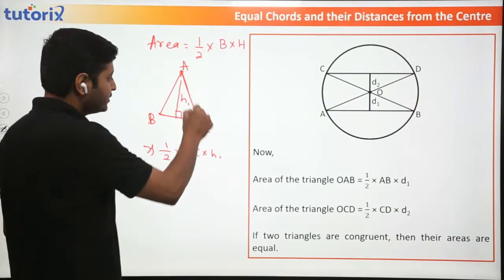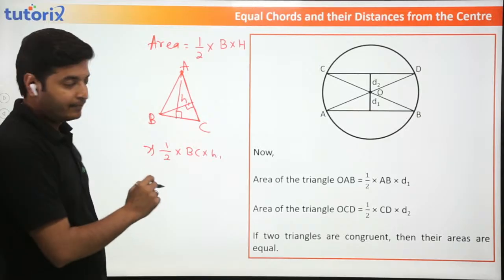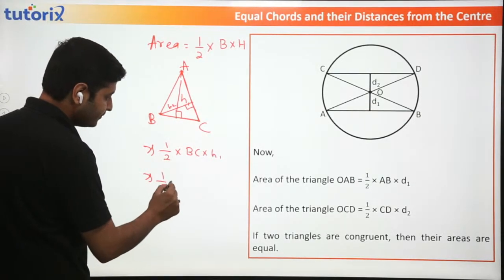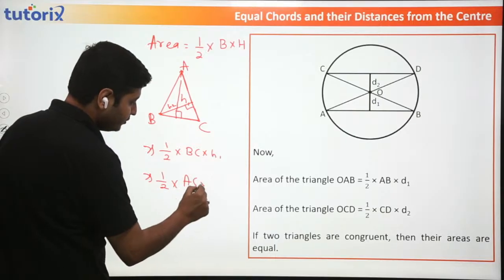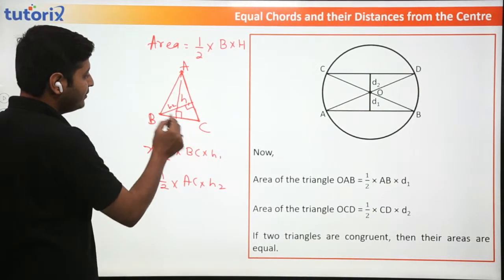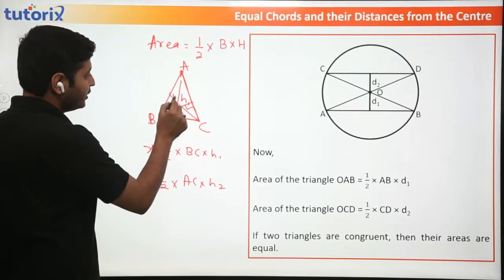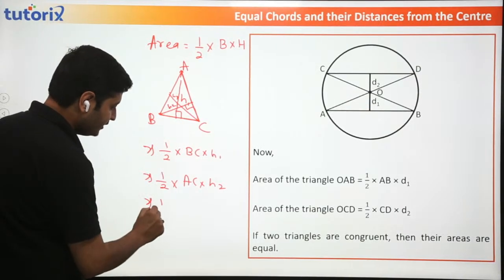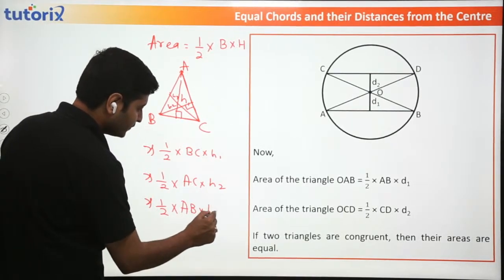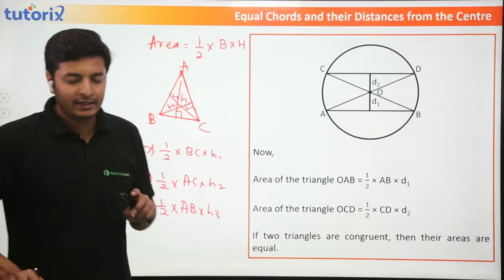Now suppose I am considering AC to be my base, then I need to draw the perpendicular from the opposite vertex B. Suppose this is h2. Then the area will be half into AC into h2. If I am considering AB to be my base, then I need to draw the perpendicular from C, h3 suppose. So the area will be half into AB into h3.